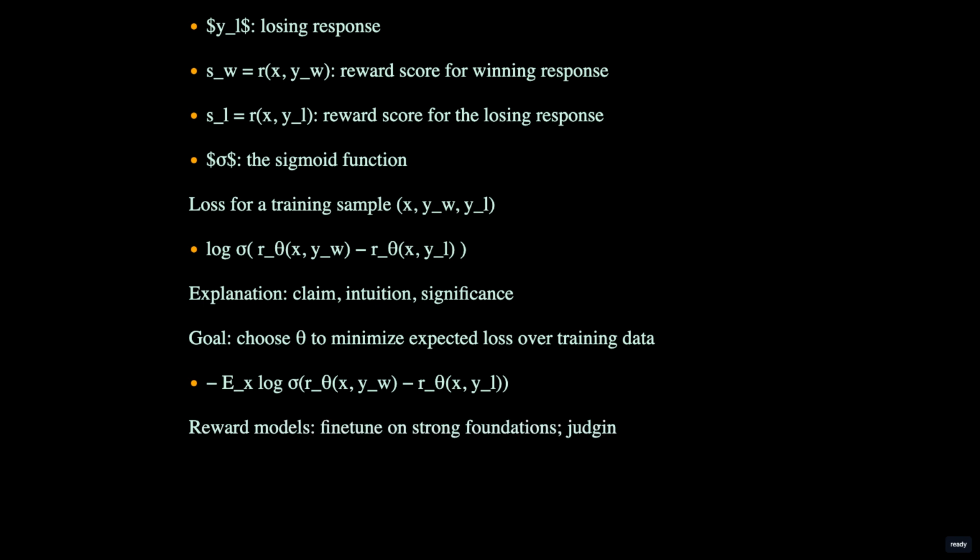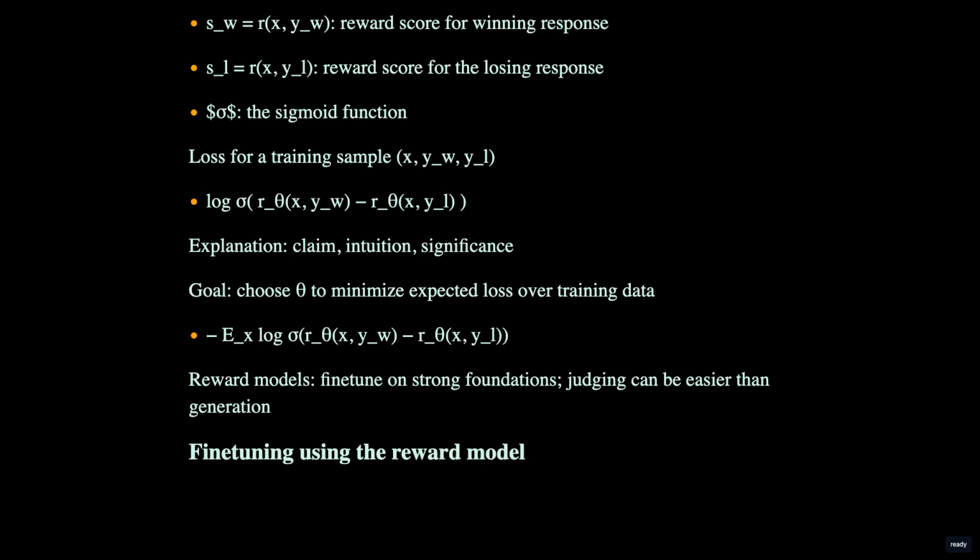Reward models can be trained from scratch or fine-tuned on top of another model. In practice, fine-tuning on a strong foundation model usually gives the best results. It's a common belief that the reward model must be at least as powerful as the foundation model, but judging is often easier than generating, so a weaker model can sometimes reliably evaluate a stronger one.